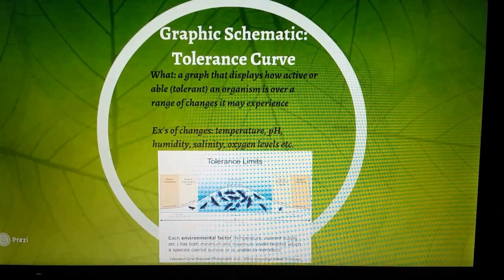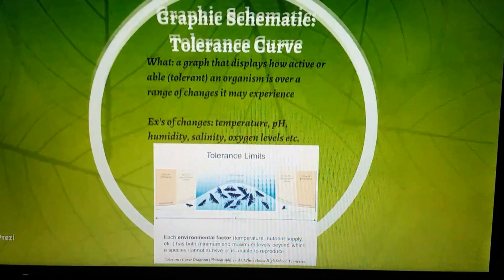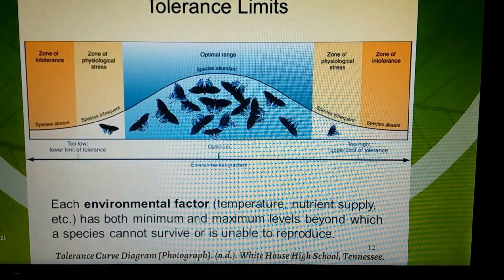Okay, so graphically, this is what tolerance looks like. It's a tolerance curve. So this just displays how tolerant an organism is to different changes in their environment, such as temperature, pH, humidity, salinity, or oxygen levels. So if we take a look closer, you see that organisms have an optimal range for every single factor that you would test.